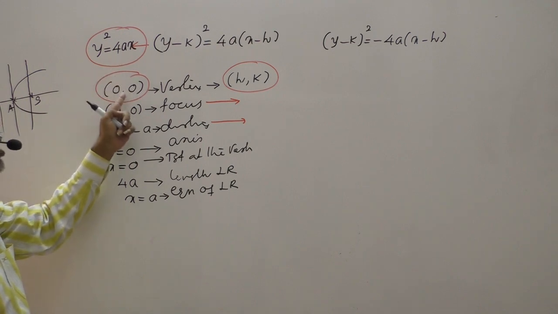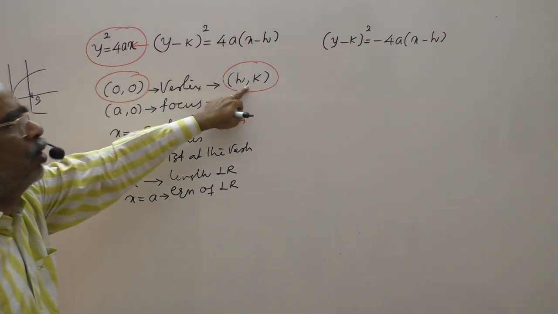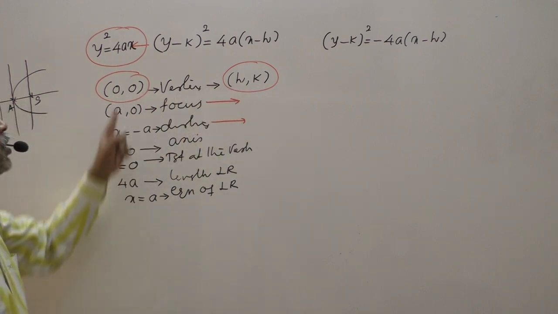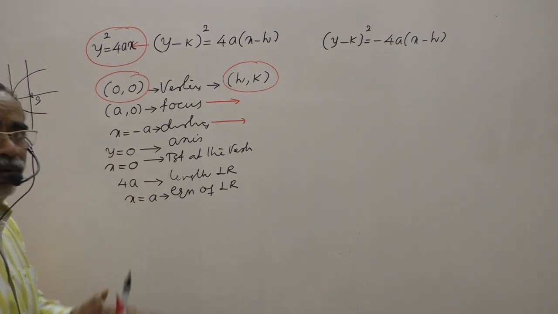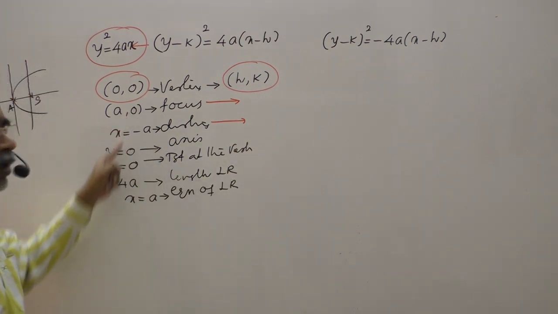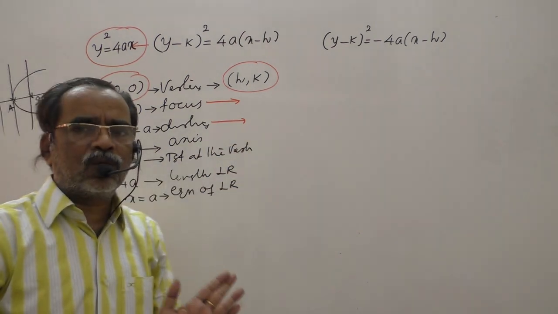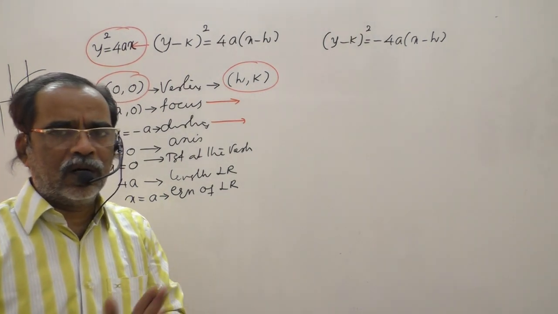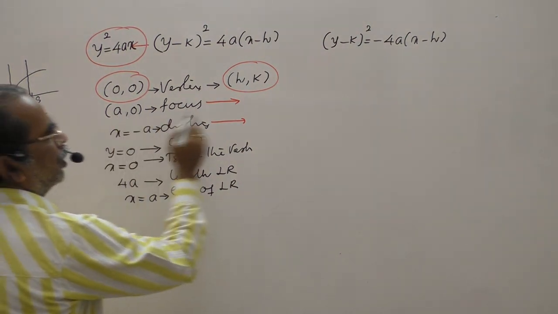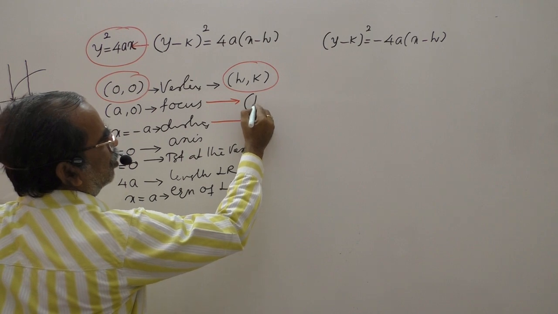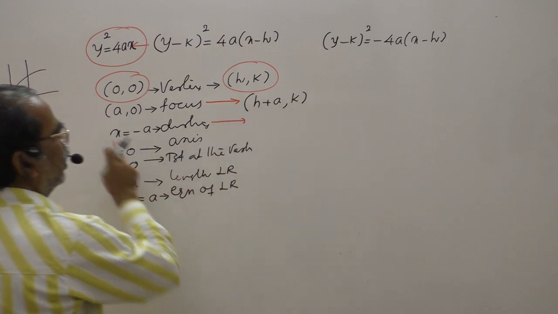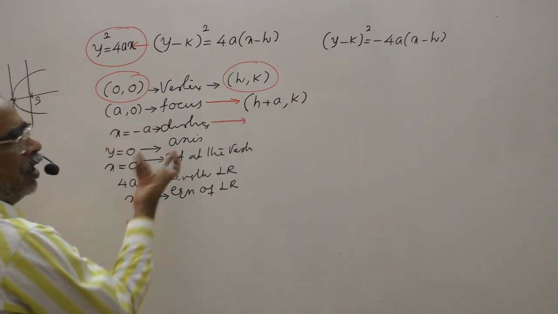This first parabola's vertex is 0, 0. For this we know it is h comma k. That means the x coordinate is increased by h, the y coordinate by k. Therefore, for this parabola, all the details can be obtained from these by increasing x coordinates by h and y coordinates by k. Listen how to write this. For this one, what is the focus? A comma 0. So what to do? Increase the x coordinate by h and the y coordinate by k. That means adding h here, adding k here.